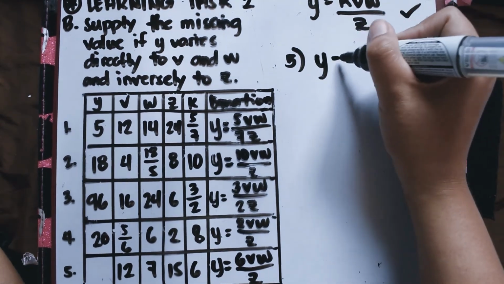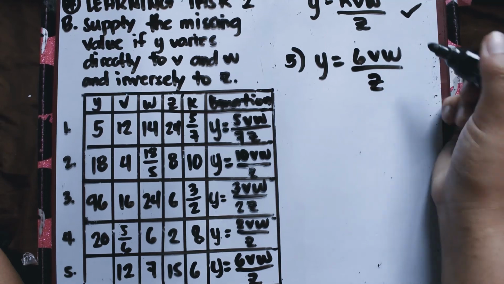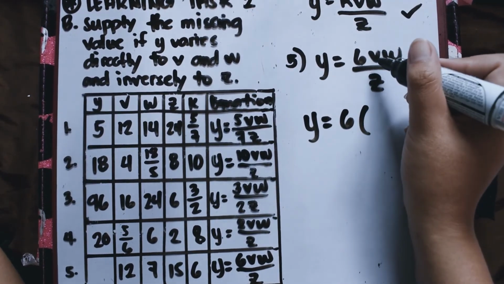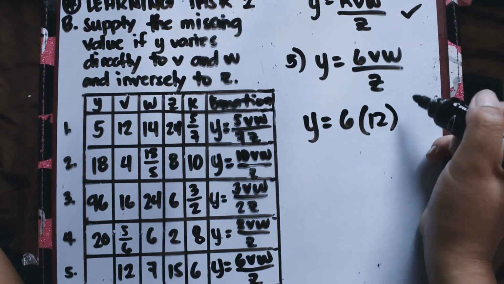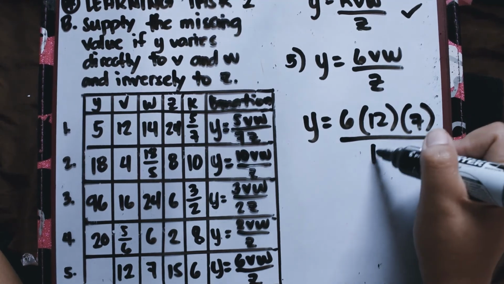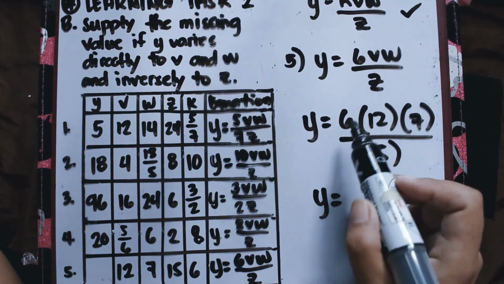Syempre, using again our equation, so we have 6VW over Z. So since ang hinahanap ay si y, wala pong value si y. Yung iba lang papalitan. So ang value ng v natin is 12, at yung w naman ay 7, over yung ating z which is 15. Nakuha. Next. So, y is equal to, simplify na, idiretso na po ito sa calculator.